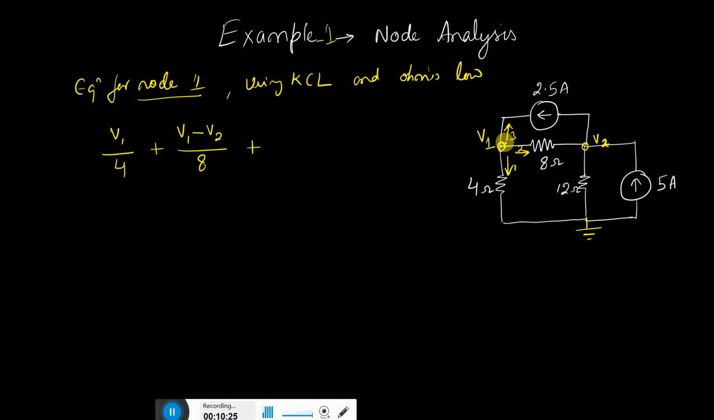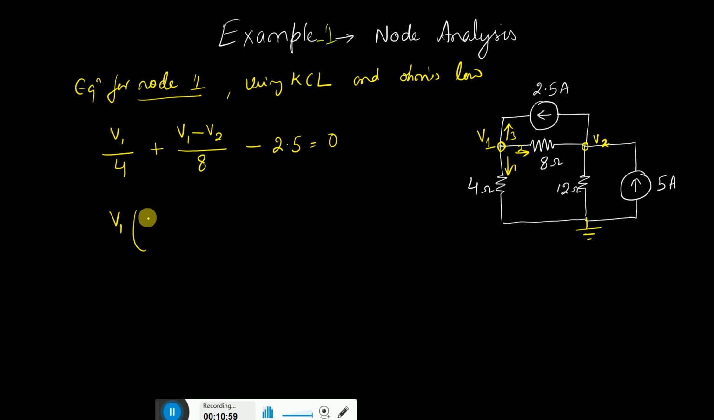Next, in this wire, the current is already given as 2.5 amperes, but we have assumed the current is going out from 1 and going to 2. But the current in the question is given as 2.5 amperes in. So instead of writing plus here, we will write minus 2.5 is equal to 0. So our first equation for node 1 is done. So how to solve it? First take the value of V1 and choose all its coefficients.